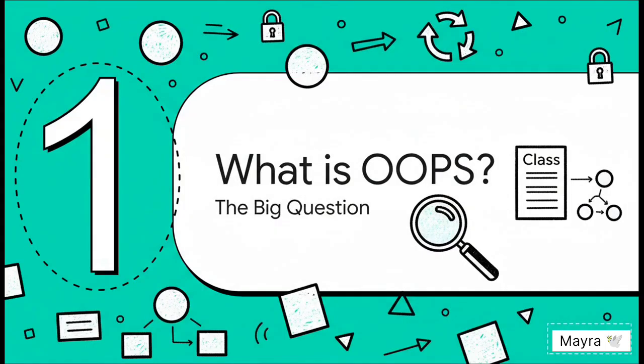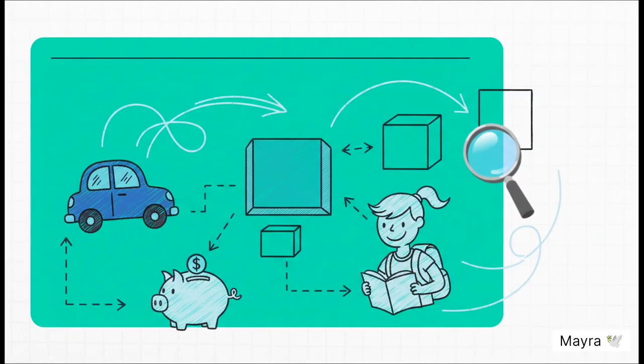Okay, so first things first, let's tackle that big fundamental question. What in the world is OOPS anyway? OOPS stands for Object-Oriented Programming, and really, it's just a way of writing code that makes sense. It helps us organize our code around real-world things. So instead of a messy list of instructions, we can just create a car or a student right in our code, which makes everything way more organized and so much easier to understand.